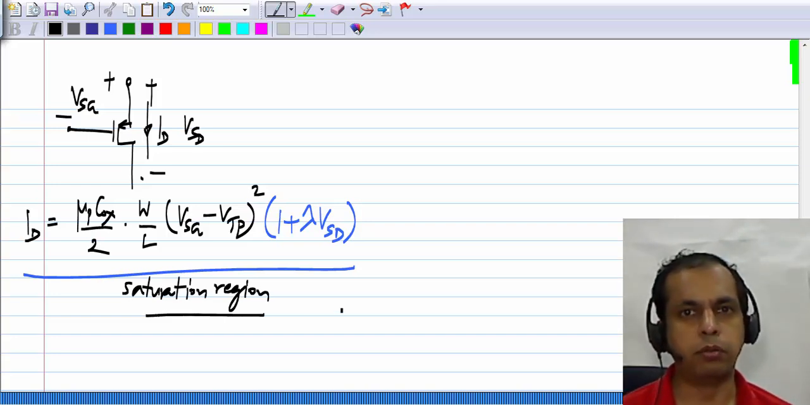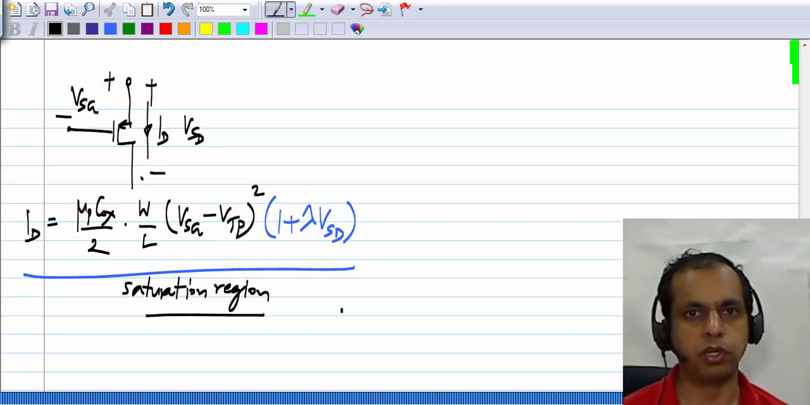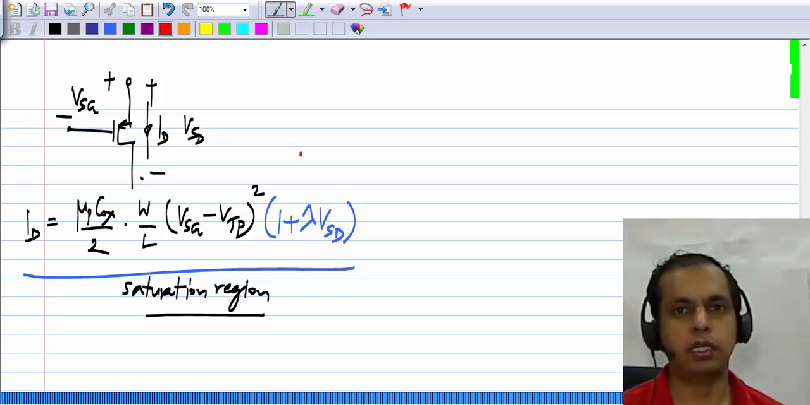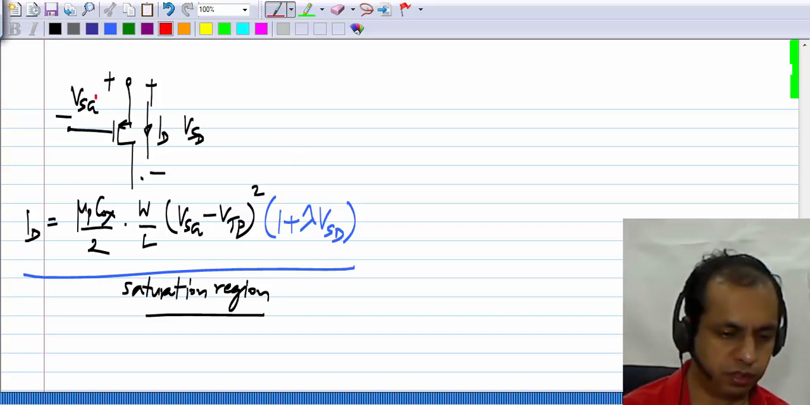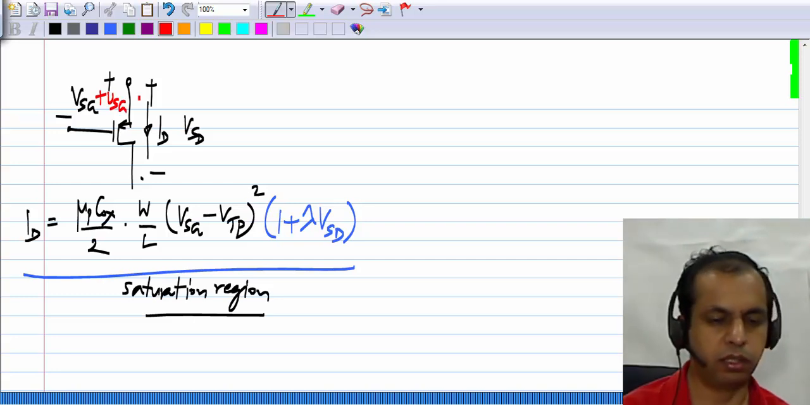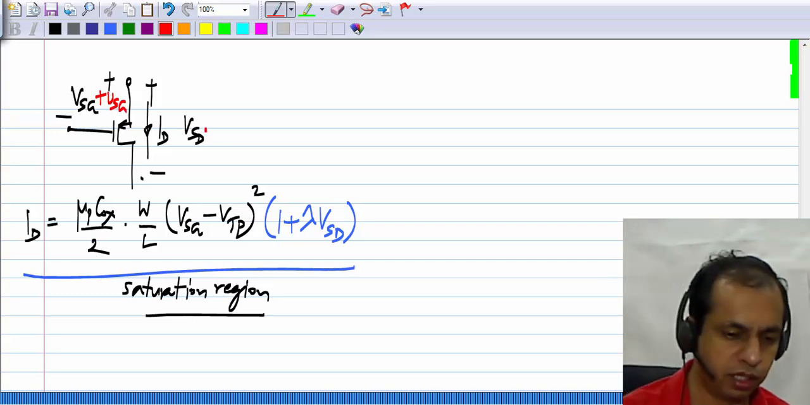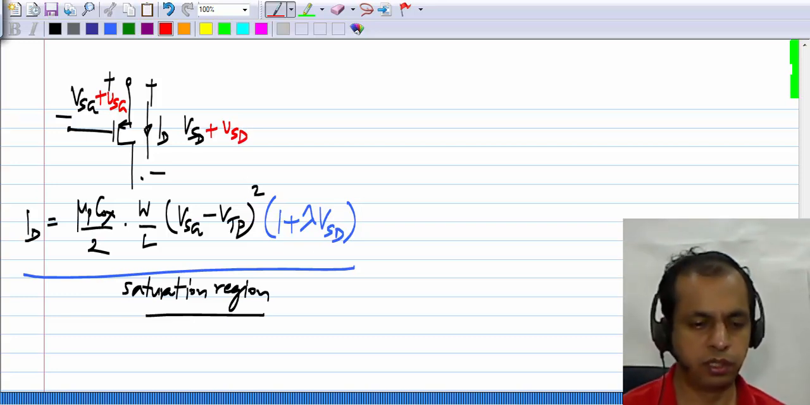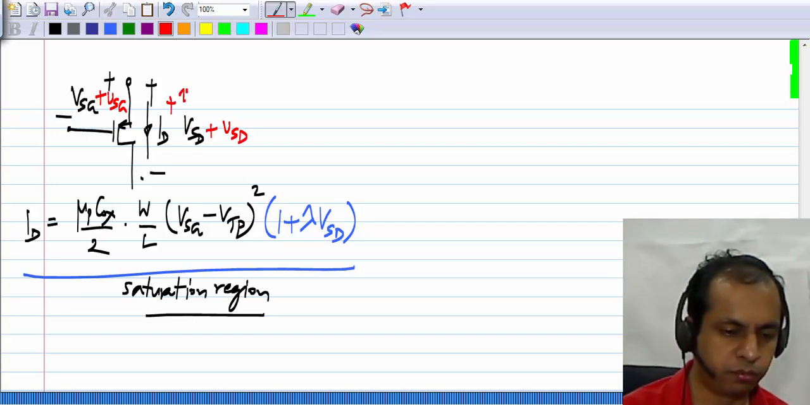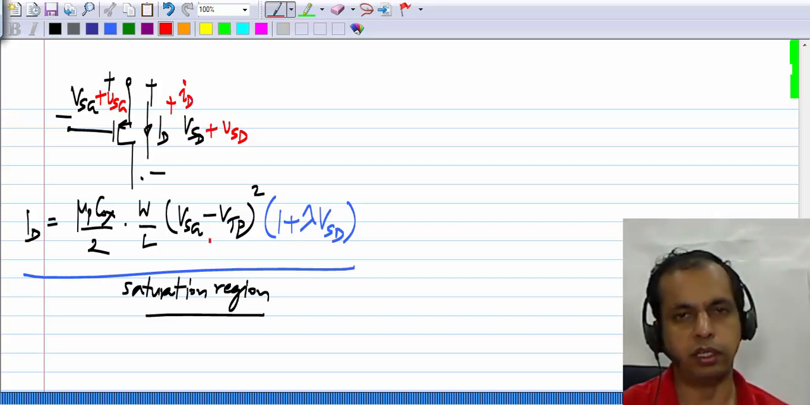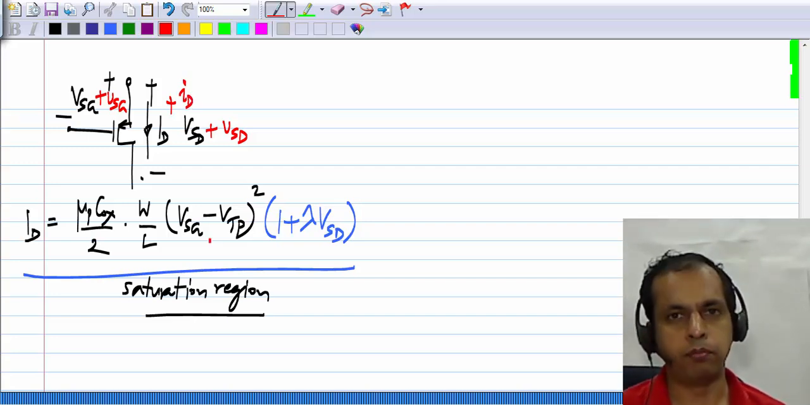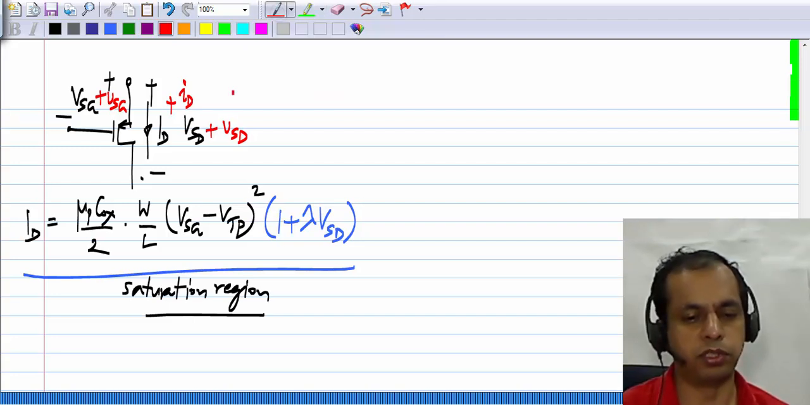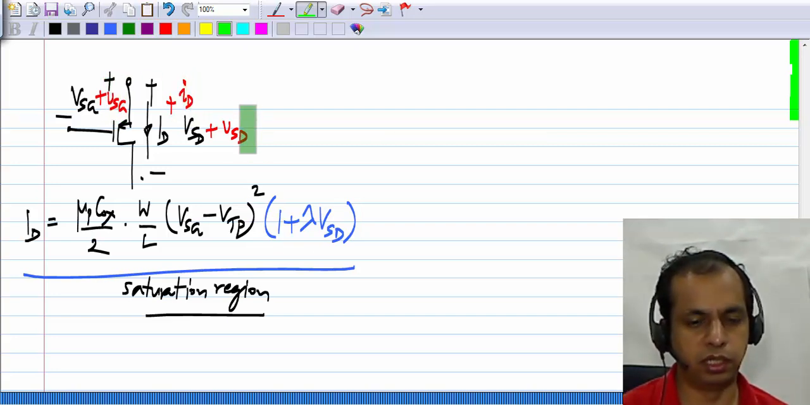Now, what about the incremental model of the MOS transistor for small increments, or the small signal model? If we have an increment of lowercase vsg in the source-gate voltage and a lowercase vsd in the source-drain voltage, there will be a certain current increment id in the drain current.